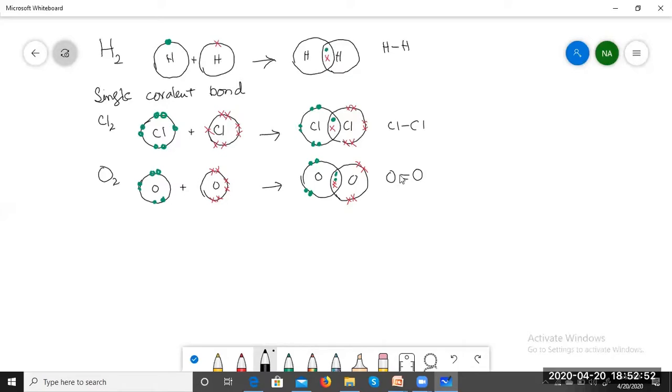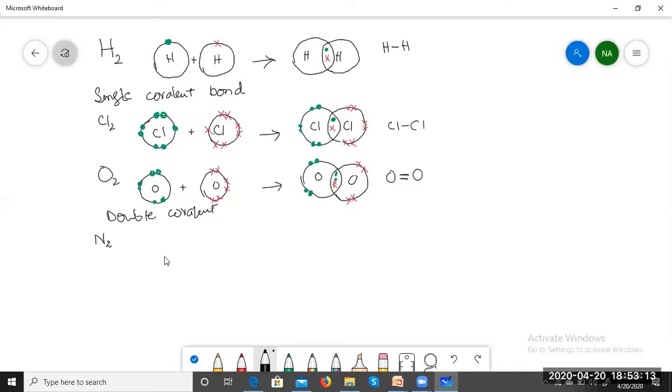We can show it by making this line. So what type of bonding is this? This is, ma'am, double covalent bond. Double covalent bonding. Excellent. So let's discuss another type of covalent bonding that happens in the nitrogen molecule.